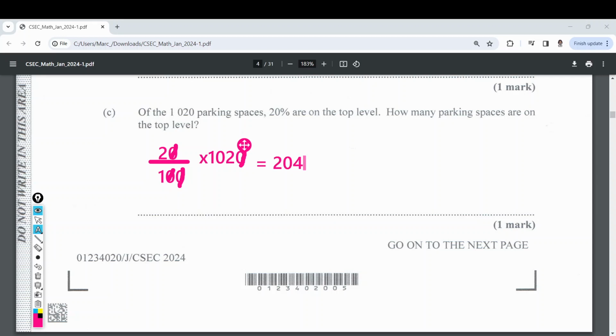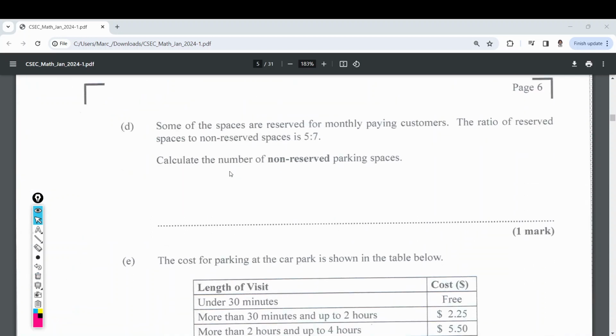All right. So this is a really, really easy question. They made that one super easy for everybody. And it's a 1 mark question, so you can see why. Very simple. All right. So let's go down to the next one now.